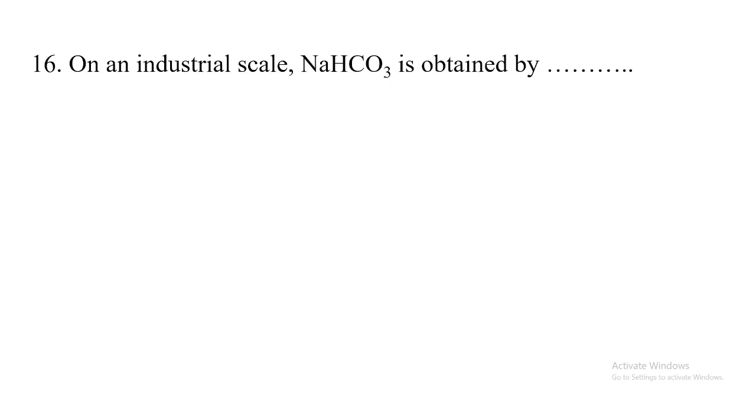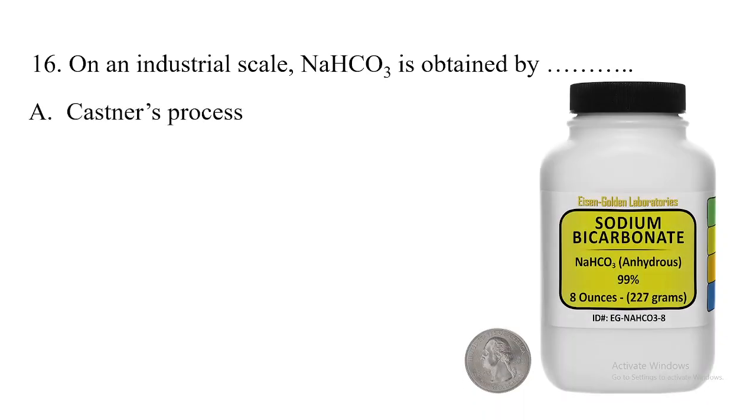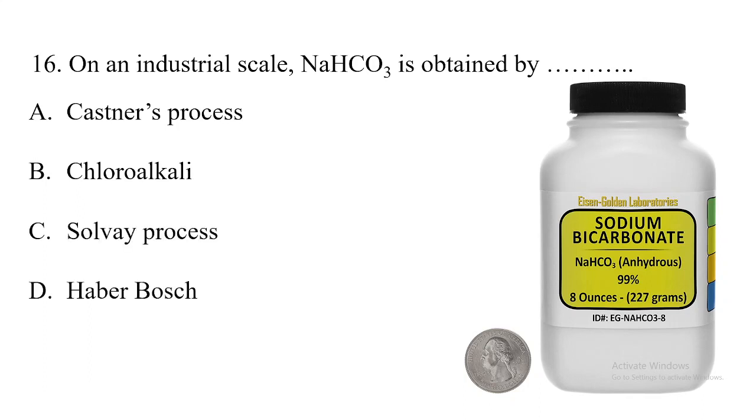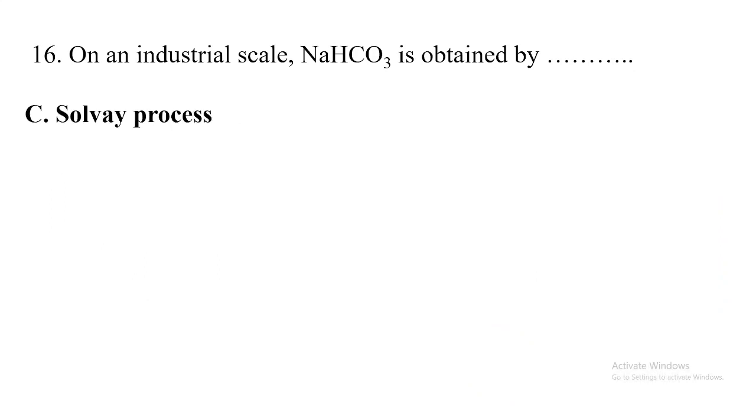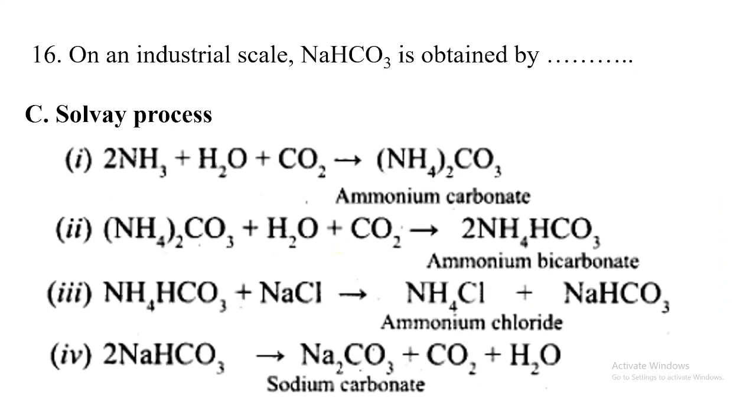16. On an industrial scale, sodium bicarbonate is obtained by Castner's process, chloroalkali process, Solvay process, or Haber-Bosch process. On an industrial scale, sodium bicarbonate is obtained by Solvay process. Here, the reaction that goes on in Solvay process is shown. You can pause the video and watch how the reaction goes in order to prepare sodium bicarbonate.